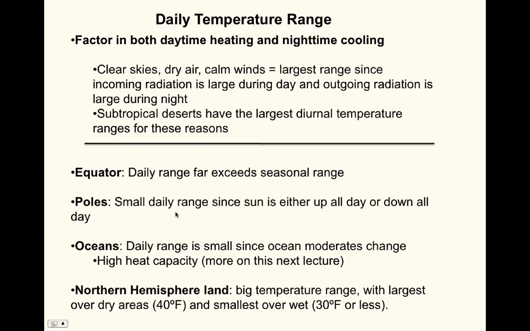The poles have a small daily range in temperature, since the sun's either up all day or down all day. The oceans have a very small diurnal temperature range because they have a very high heat capacity, and we'll look at this quantitatively next lecture. Northern Hemisphere land has a pretty big temperature range, with the largest over dry areas. Again, humidity can reduce the diurnal temperature range.